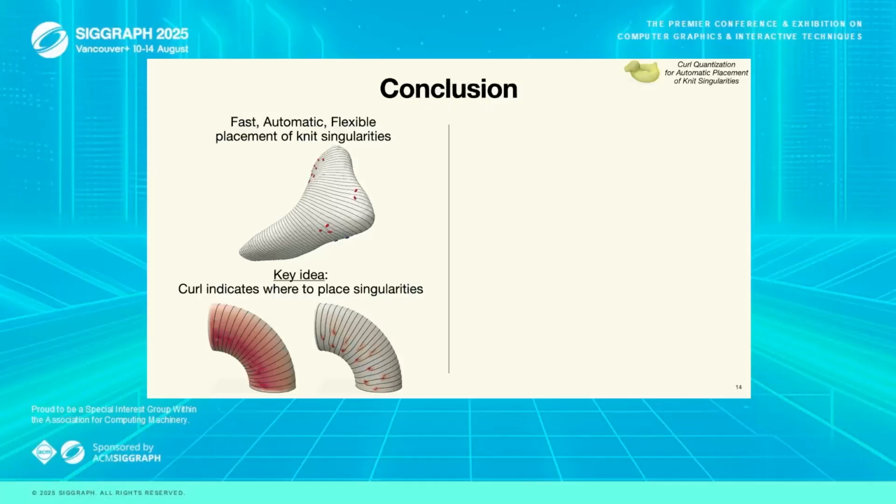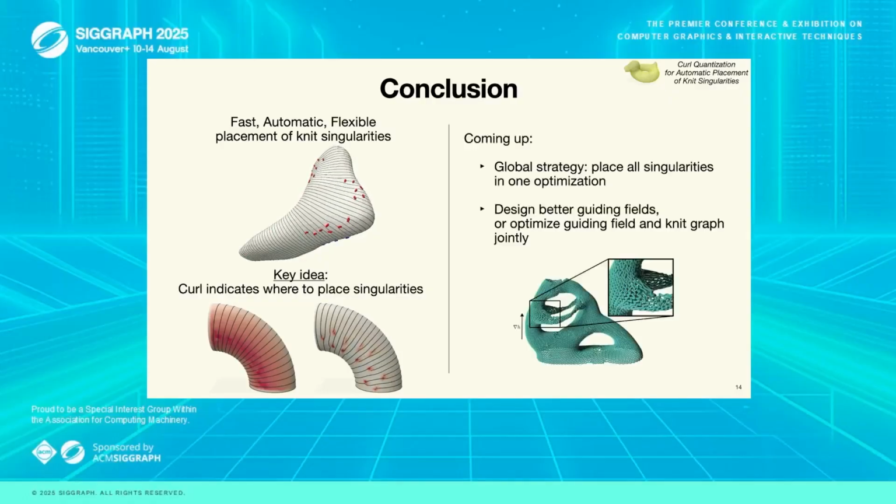So to conclude this talk, we propose a method for designing manufacturable knit graphs that is fast, fully automatic, and flexible regarding user constraints. The key insight here is that the vector field curl serves as a signal of where to place singularities, which reduces the problem to a curl quantization task that we approach using a very fast, greedy strategy. In future work, there's going to be two things we'll be tackling.